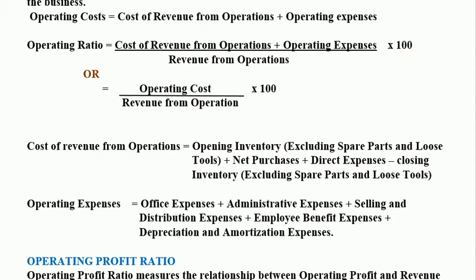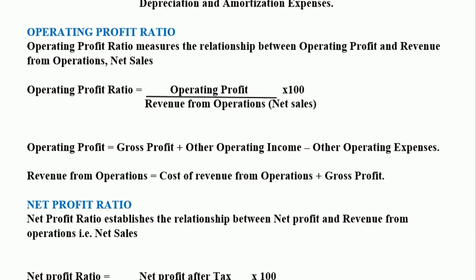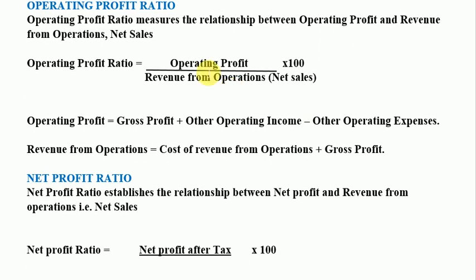Now, the third category of profitability ratios is known as operating profit ratio. So you can see here, operating profit ratio measures the relationship between operating profit and revenue from operations, that is net sales. What is operating profit ratio equal to? Operating profit divided by revenue from operations multiplied by 100. So what is new here? The new word is operating profit.